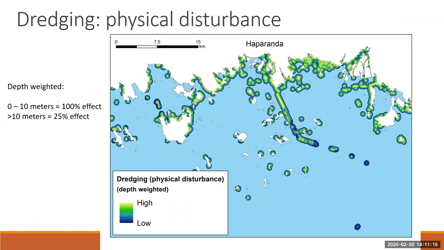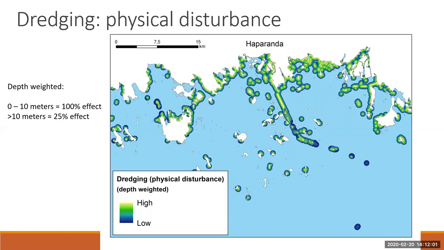And here is a map of the physical disturbance from dredging. So the yellow parts are the areas with most disturbance. But when looking at this map, you of course have to remember that all of this didn't happen in one day, but most of the dredging sites we have were done within a 5 or 6 year period, and a few of them were a little older. This long line here is, of course, dredging of a shipping lane.